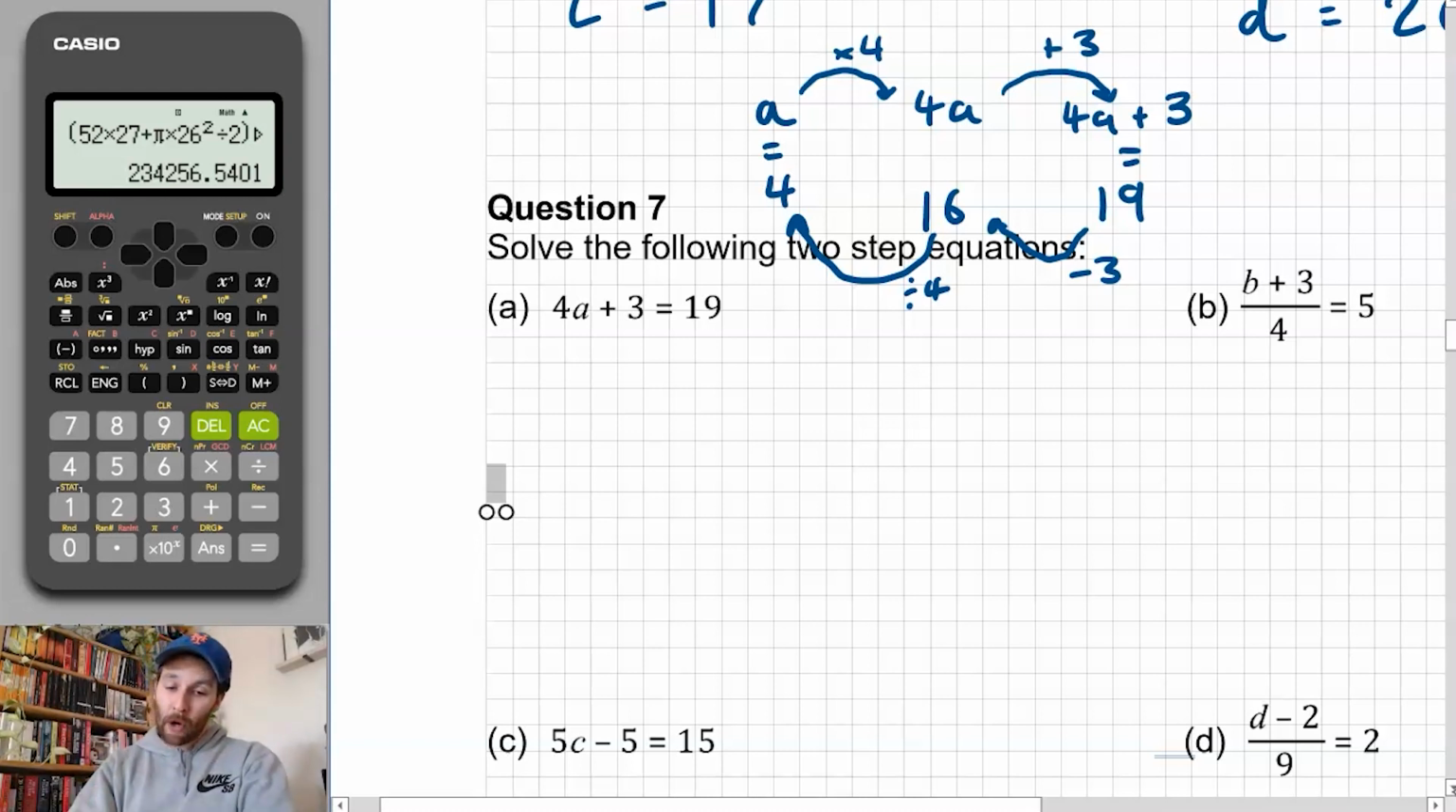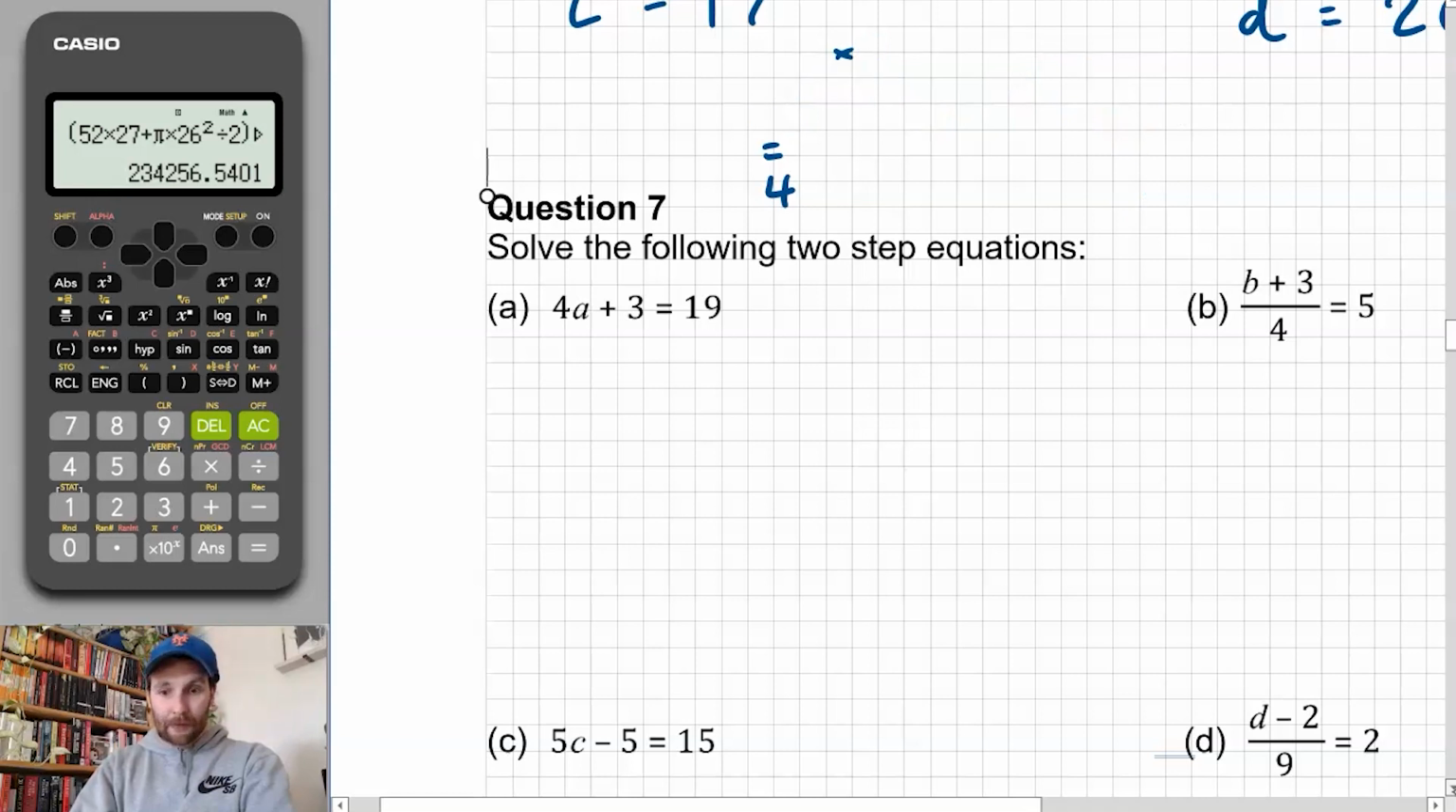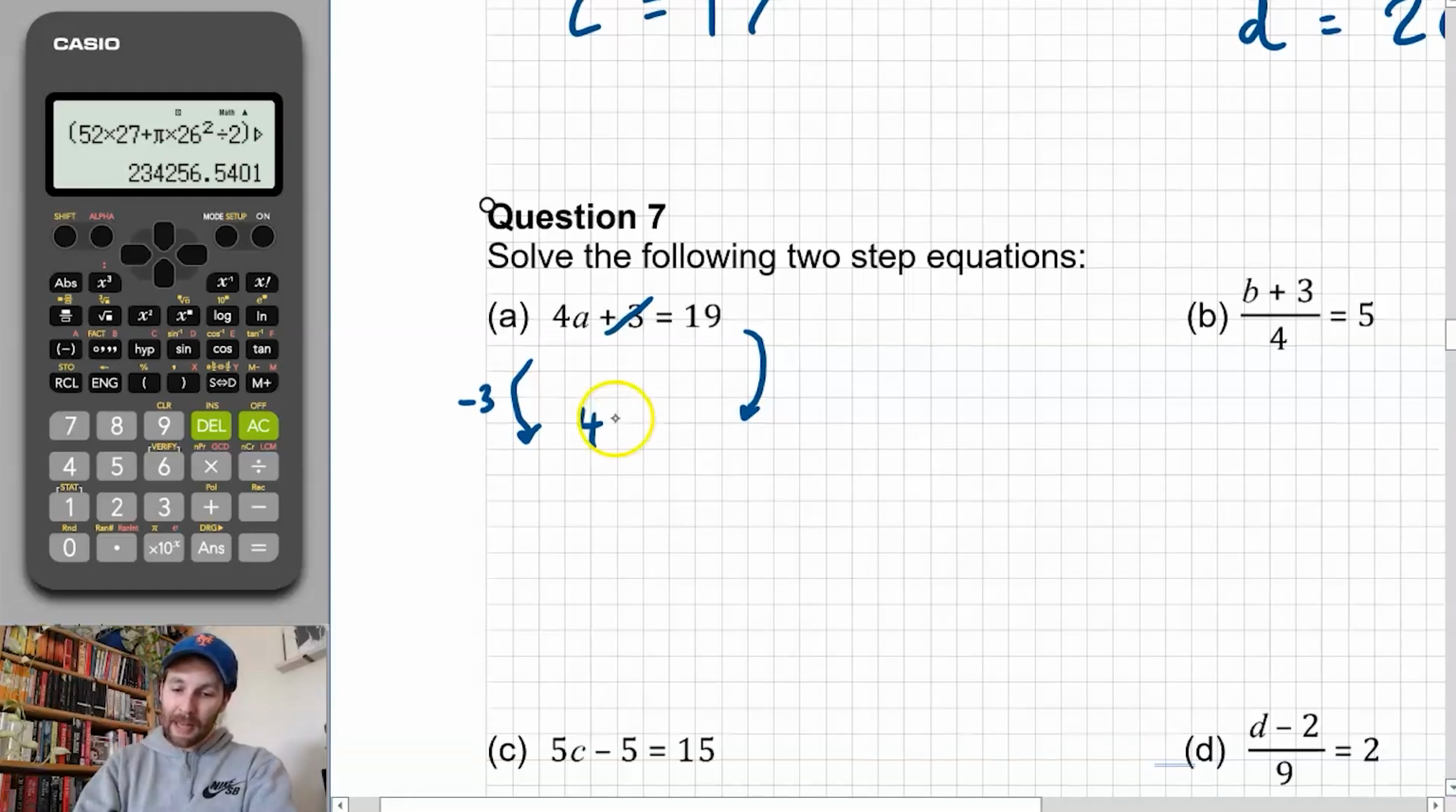In terms of how you might work it out, that's one way that you can visualize it. Another way that you can visualize it is to first erase everything and then do it like this. So you think to yourself, it's been multiplied by 4, it's had 3 added onto it. I have to reverse each of my steps. So I'm going to start by taking 3 away. On the left-hand side, if I take 3 away, that 3 just disappears. So I'm just left with 4 times A.